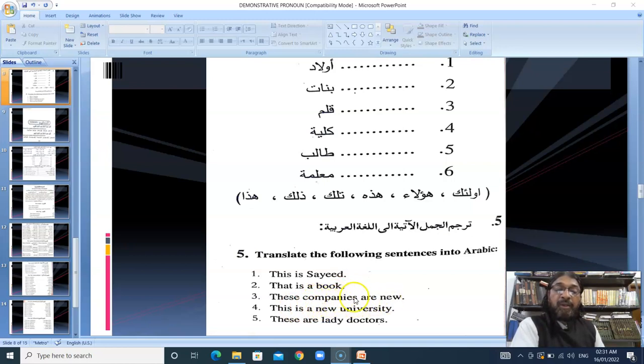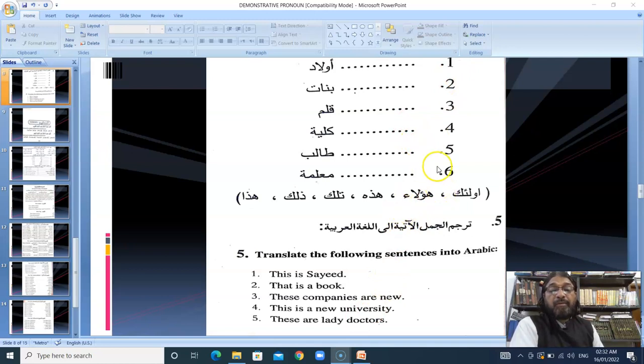هذه الشركات جديدة. This is a new university. هذه جامعة جديدة. These are lady doctors. هؤلاء طبيبات. These are lady doctors.